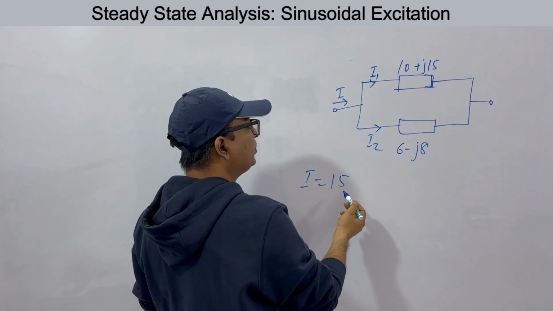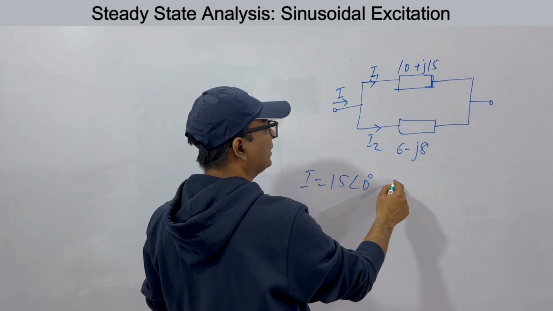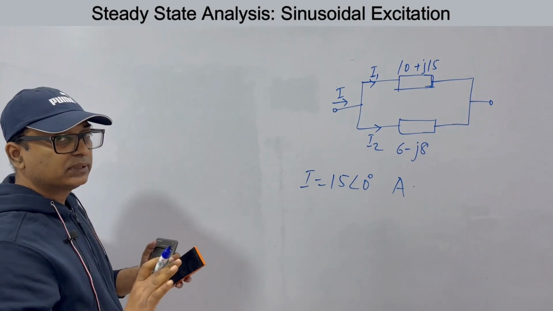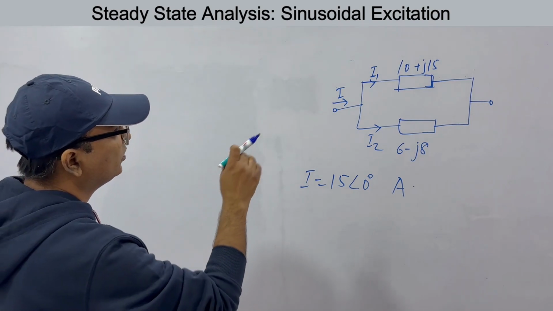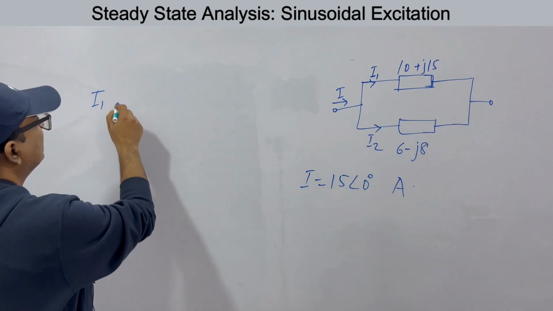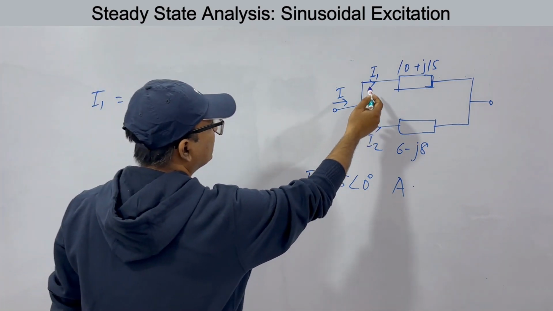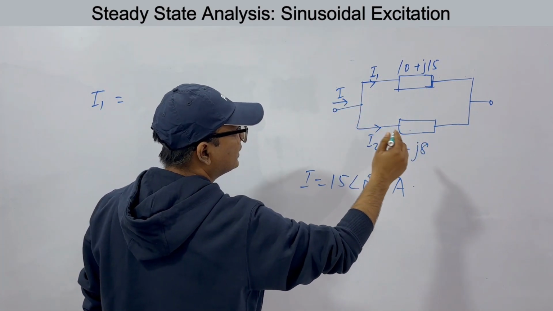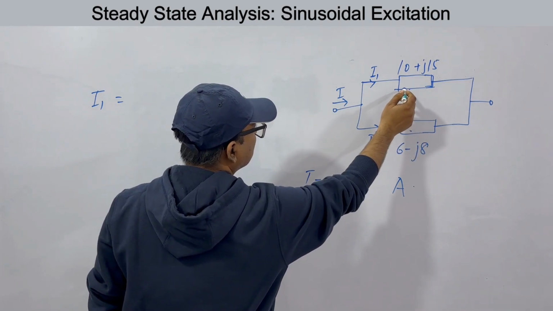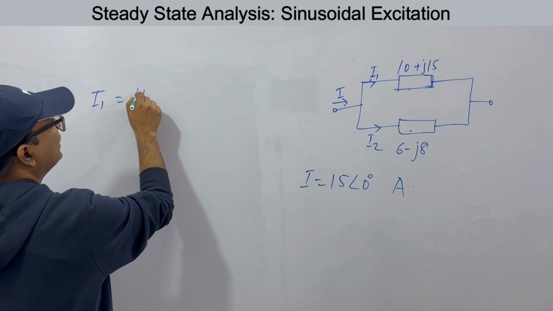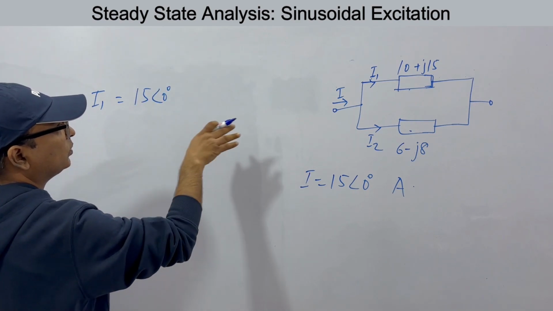Now 15 amperes means 15 angle 0 degrees. When you are given only 15 amperes, this means the angle is 0 degrees. So how do we get I1? If you remember parallel circuits, to find this current, in case of resistance, you take this resistance divided by this plus this resistance, into the total. So this will be 15 angle 0 degrees. This is the total current.